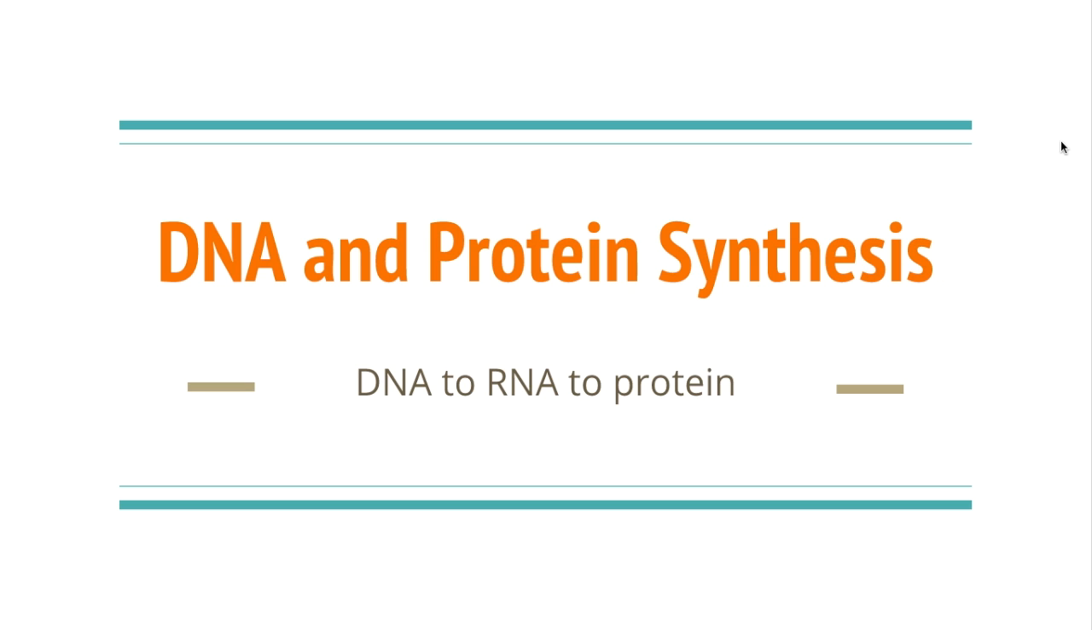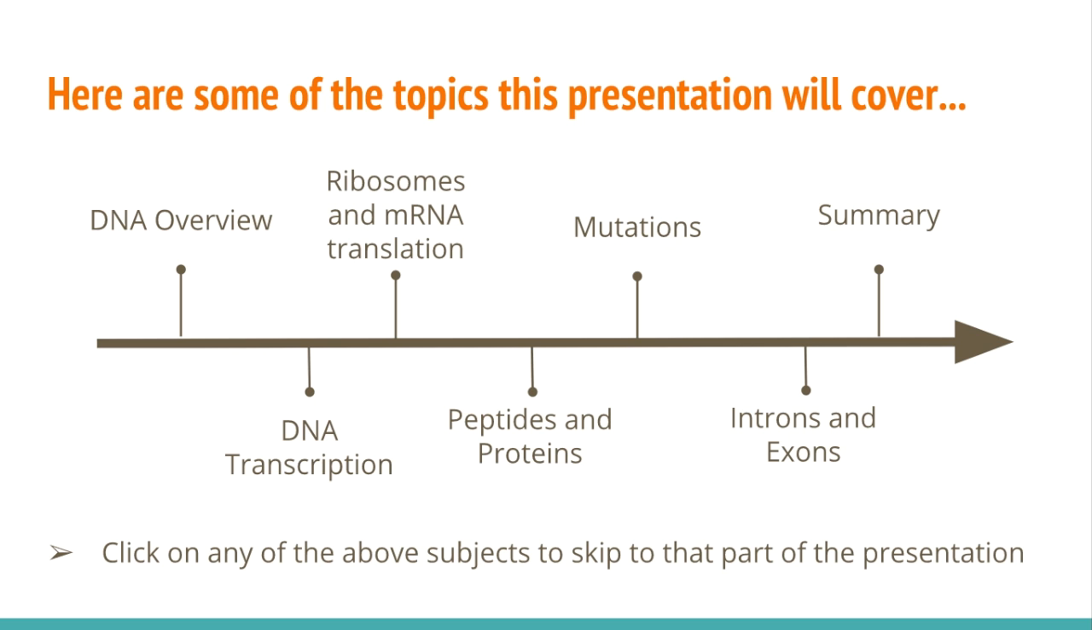Alright, so in today's presentation I'll be talking about DNA and protein synthesis. As you can see on the title page here, I have DNA and protein synthesis, and I have the central dogma, and that is DNA to RNA to protein. And that is the central dogma of biology, which states that DNA is transcribed to RNA, and then RNA is translated to protein. So simplified, it's DNA to RNA to protein, and that is what we will be talking about today.